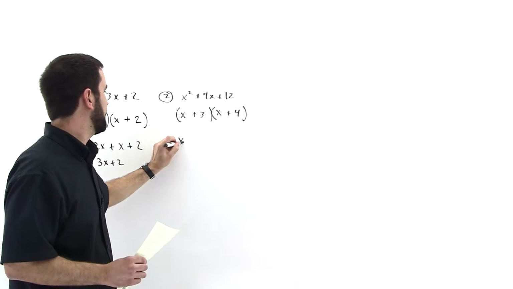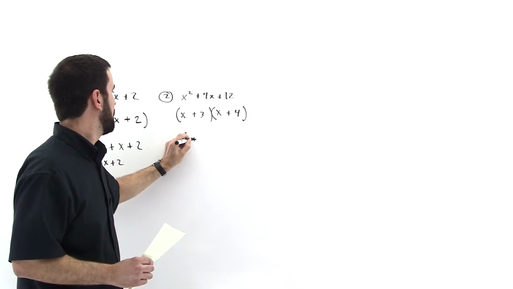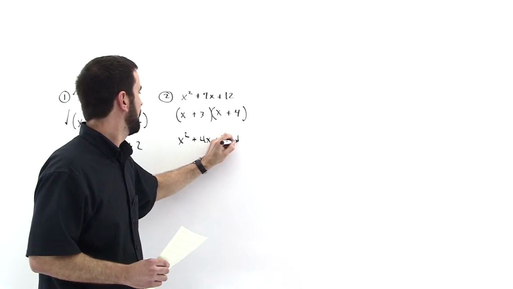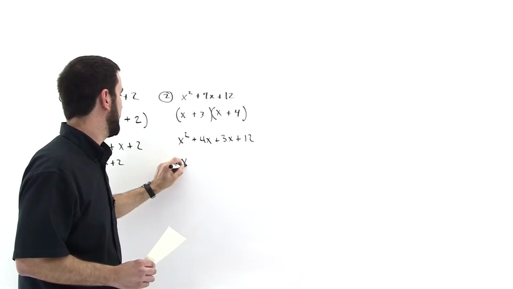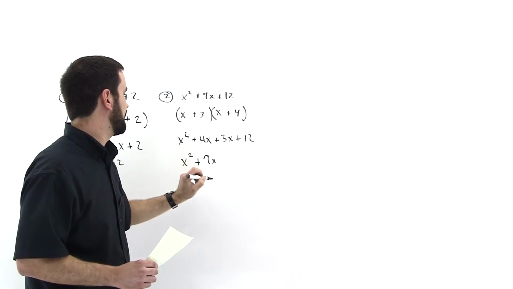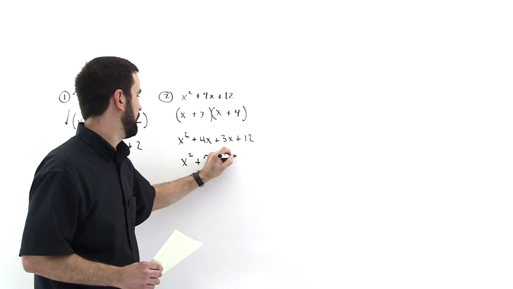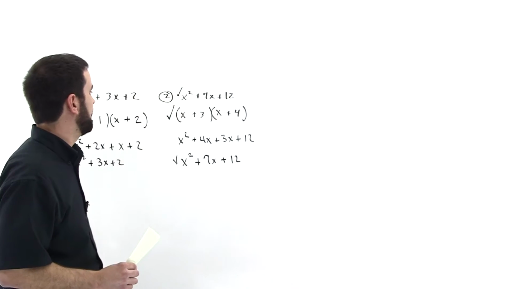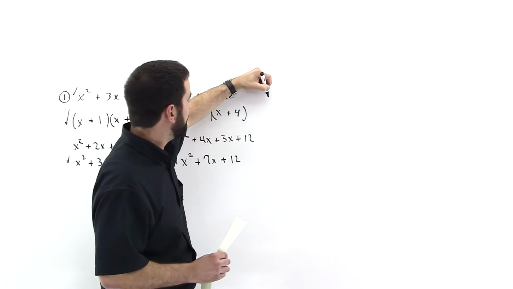And we can FOIL this to check it. X squared plus 4x plus 3x plus 12. And we see when we combine like terms, these two guys just combine to give 7x, and this plus 12. So this checks with this, so then this must be correct. Okay, for the third one.